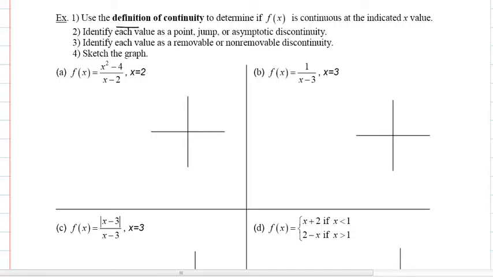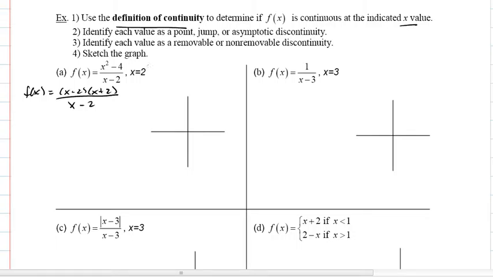So we're going to use the definition to determine if f of x is continuous at the x value that's indicated here. So we're going to go ahead and analyze this function. We have a rational function, but I noticed that this rational function can be rewritten in a different way. We know that the top can be factored because it's the difference of two squares. So x minus 2, x plus 2, all over x minus 2.